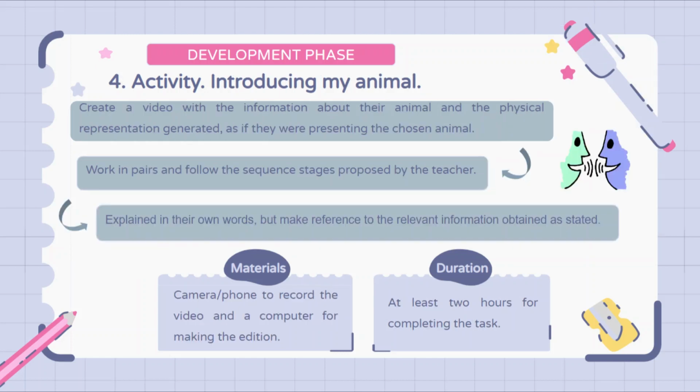The fourth activity is called Introducing My Animal. On this occasion, to ensure that they have understood and internalized the information previously seen, students should create a video with information about their animal and the physical representation generated, as if they were presenting the chosen animal. To do this, they will have to work in pairs and follow the sequence stages proposed by the teacher. The purpose of the task is to develop their digital and speaking skills and share the final product with lower grade classes of the school.